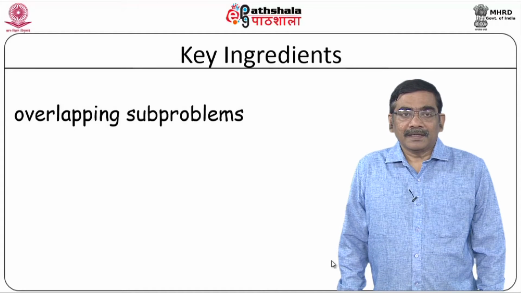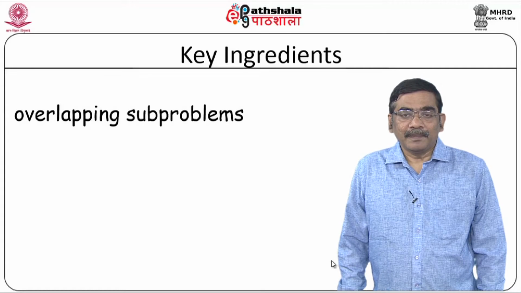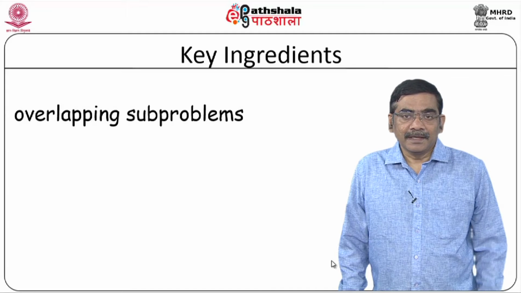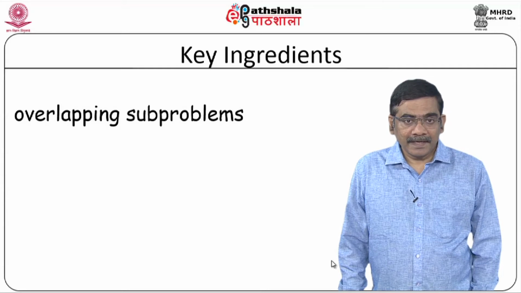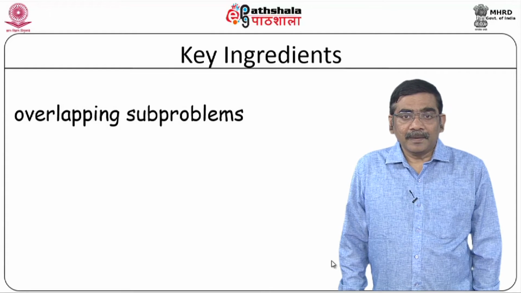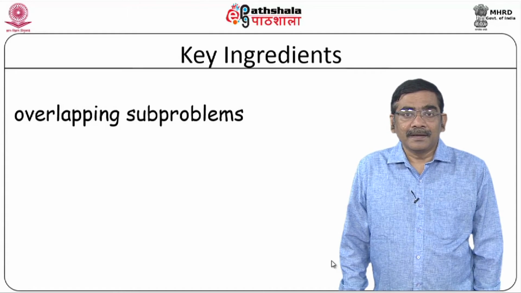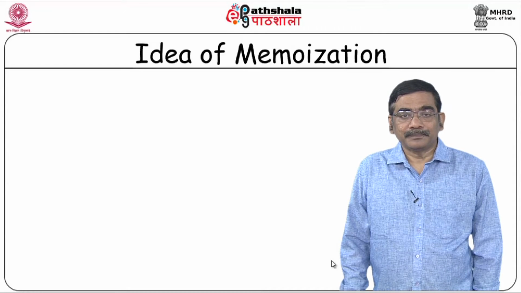In divide and conquer, whenever the problems are divided into subproblems, we ensure that the problems are independent of each other. In other words, there is no overlapping among the subproblems, whereas in dynamic programming, the primary motivation is that all the subproblems are overlapping problems. This is the second important aspect of dynamic programming.